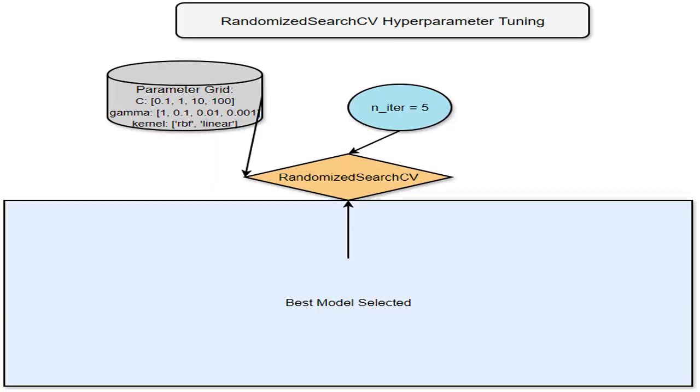Because n_iter_ is set to 5, RandomizedSearchCV will randomly select and evaluate only 5 of the possible hyperparameter combinations.